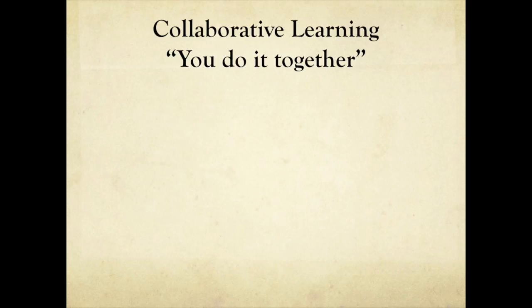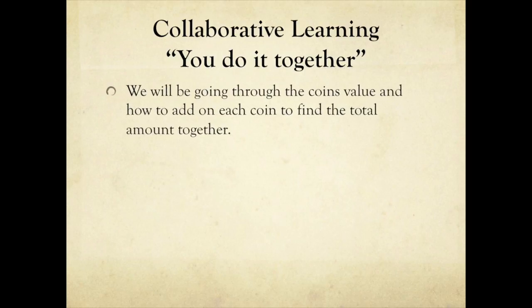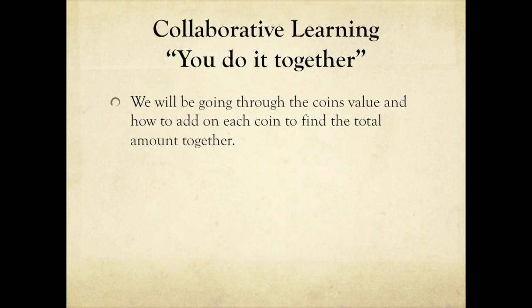For collaborative learning, you do it together. We will be going through the coin values and how to add on each coin to find the total amount together. If we have a dime, a nickel, and a penny, the dime would be the first coin that we would start with because it's the highest value of 10 cents. Then adding on the nickel, which would be 5 cents, we would go over what's 10 plus 5. That's how we would get our answer of 15.